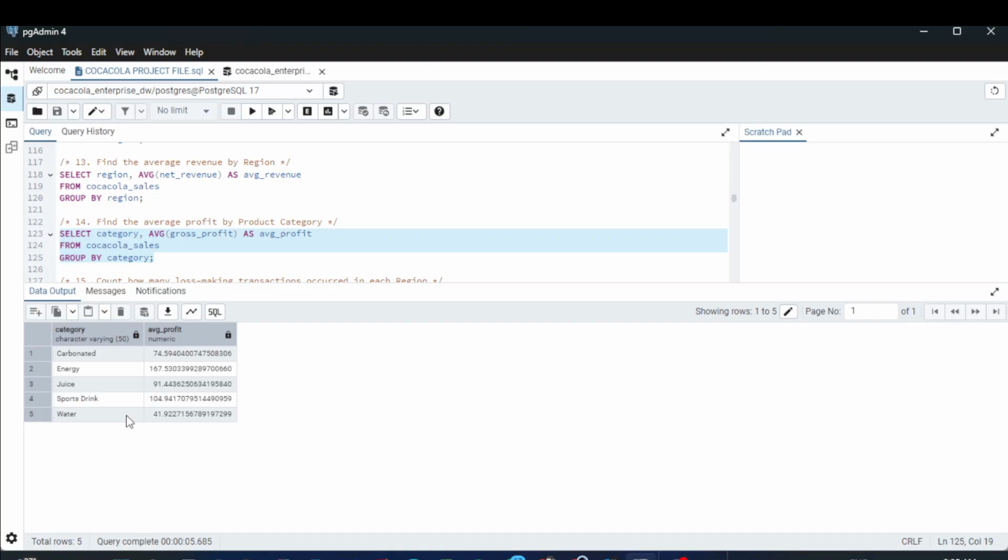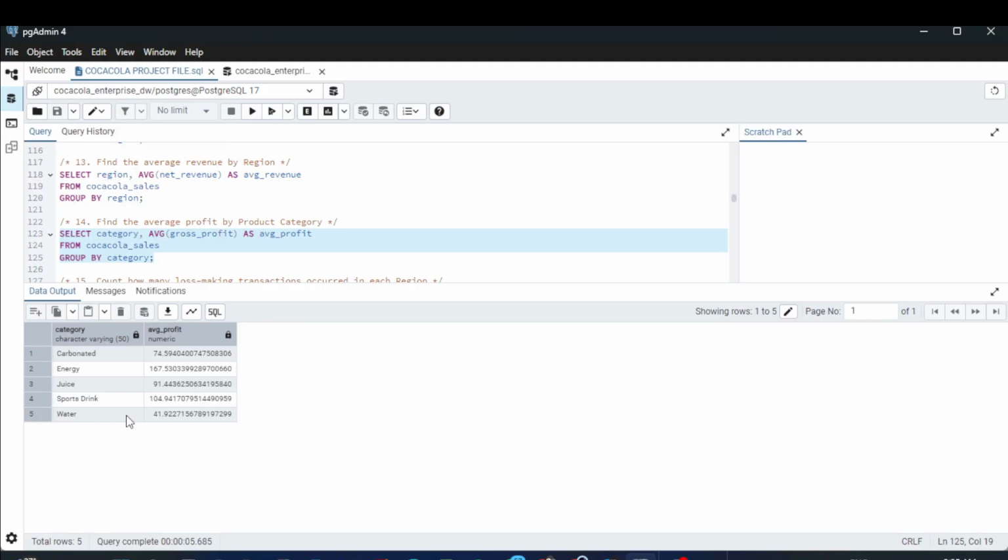So now we want to show profit margin. For us to get the profit margin by region, this is how to go about that. You select region, average profit margin. So the average profit margin for each of them, almost all of them have the same profit margin for each region.